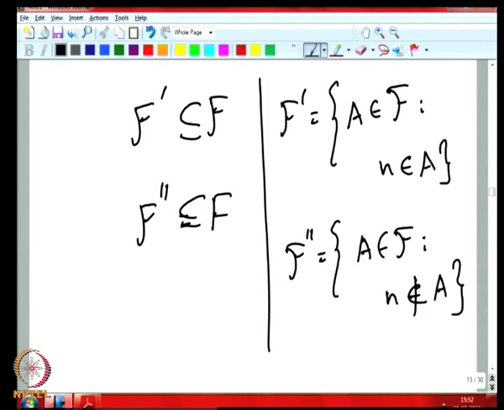If an A is in F dash, then it cannot be in F double dash, and vice versa, right. Every A will be one of these two types. It may have n or may not have n, that is all. Now let us try to estimate F dash and F double dash. The cardinality of F dash and F double dash, summed up, will give us the cardinality of F.